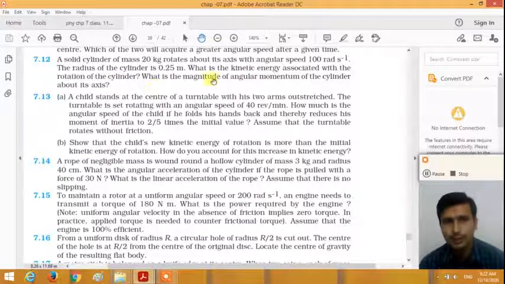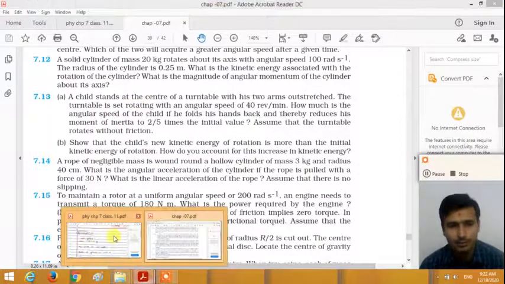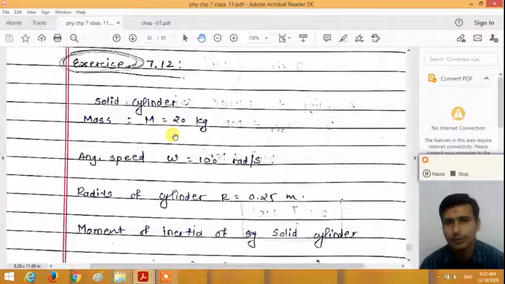And what is the magnitude of the angular momentum of the cylinder about its axis, right? So let us see the solution. Here the solid cylinder is given to you. The mass of the solid cylinder is 20 kg. Angular speed omega of the solid cylinder is 100 radian per second. So the solid cylinder rotates with the angular speed of 100 radian per second.